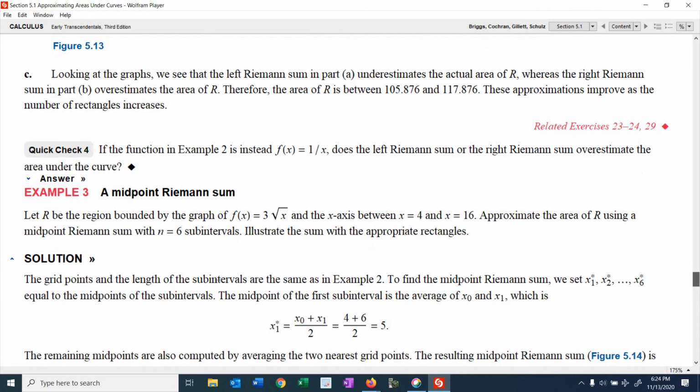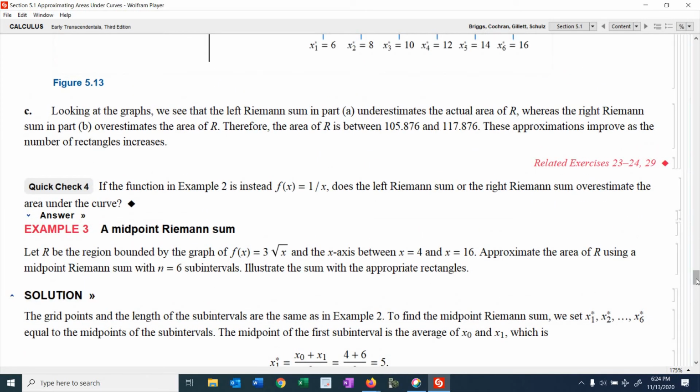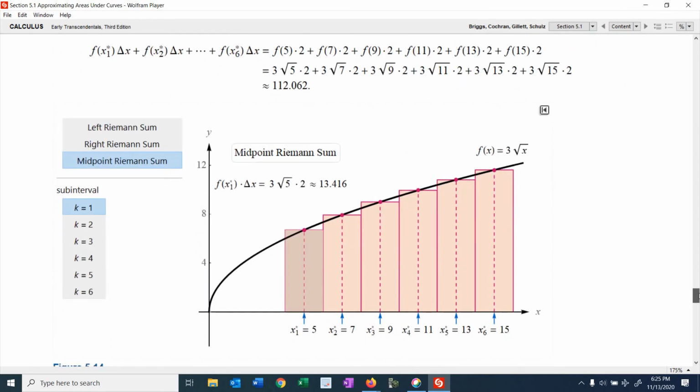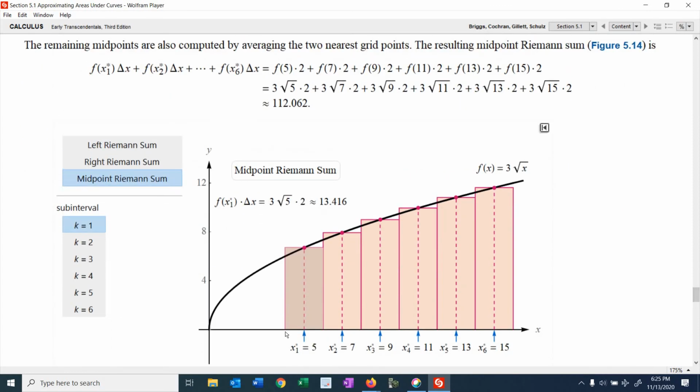Okay, but let's do a midpoint Riemann sum for this same function. Again, we're going to use 6 rectangles, so n is still equal to 6. And we're still going from 4 to 16. And so the width of each of our rectangles is still going to be equal to 2. So our grid points remain the same. So the grid points are 4, 6, 8, 10, 12, 14, and 16.